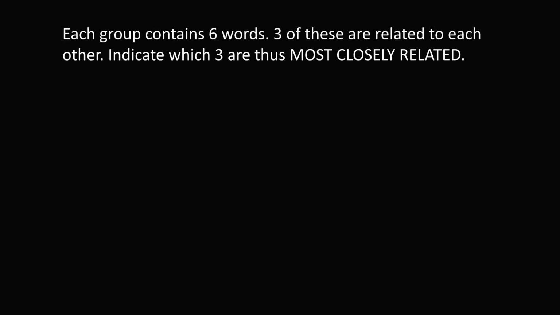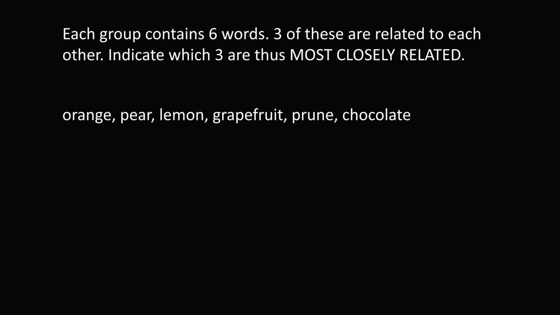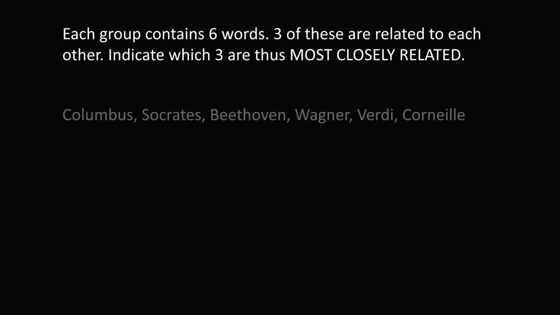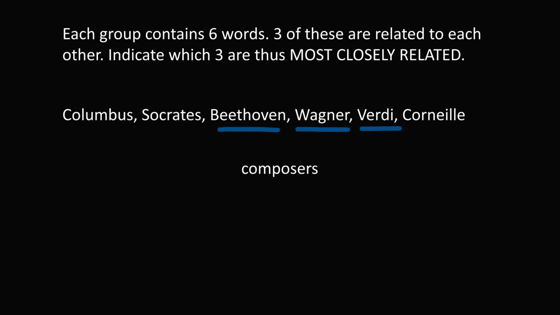Here's another question: orange, pear, lemon, grapefruit, prune, and chocolate. Now the first 4 items are all fruits, but then we would look for a closer relation. So I would say orange, lemon, and grapefruit are the 3 most closely related because these are all citrus fruits. Now let's go to another question: Columbus, Socrates, Beethoven, Wagner, Verdi, and Corneille. I believe the 3 most closely related would be Beethoven, Wagner, and Verdi because these are composers.